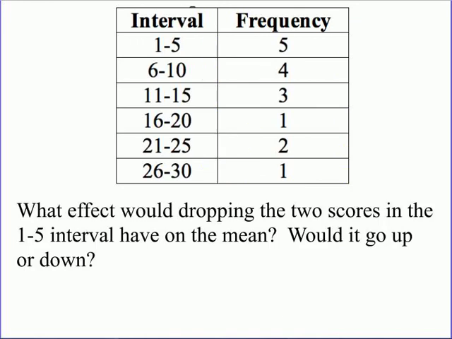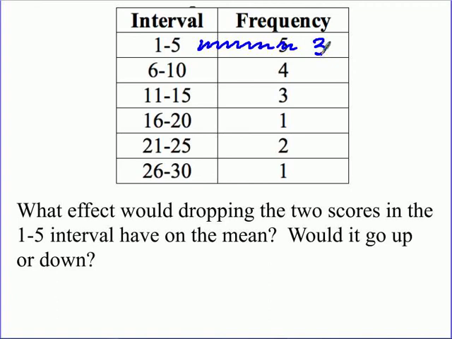Okay? So now let's think about this. This is one of those questions that makes you think. What effect would dropping the 2 scores in the 1 to 5 interval have on the mean? So when they say dropping 2 scores, let's say we would get rid of 2 of these. So really there'd only be 3. So what's that going to do to the average? Is it going to cause the average to go up or to go down?